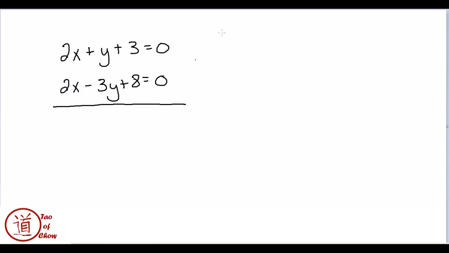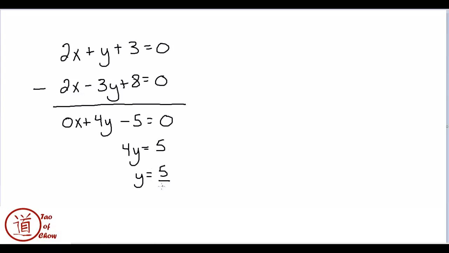Now here I notice that I have a 2x and a 2x. So I can eliminate these two values. What I can do is subtract this whole equation from the top equation. So I get 2x minus 2x, and that's 0x. And then I have y minus negative 3y, which is plus 4y. And I've got 3 minus 8, which is negative 5. And on this side I have 0 minus 4, which is negative 4. Then I can say 4y is equal to 5, and y is equal to 5 over 4.